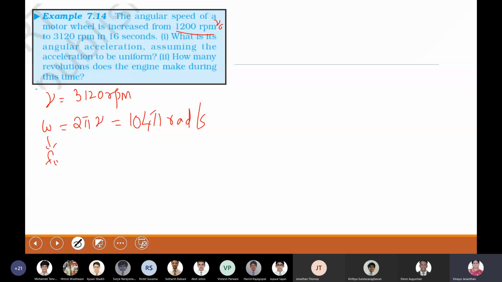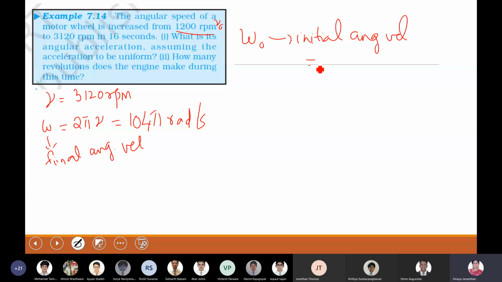And omega naught, what was the value of omega naught? That was the initial angular velocity. What was the value we obtained, boys? 40 pi radians per second. Okay, 40 pi radians per second.